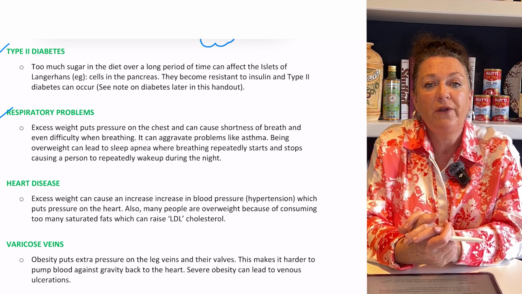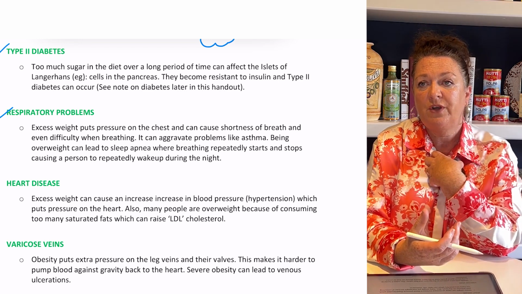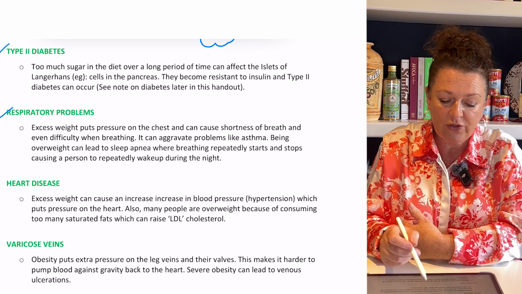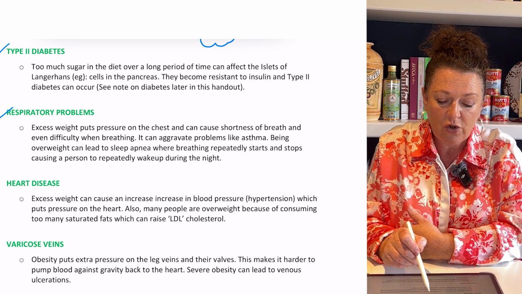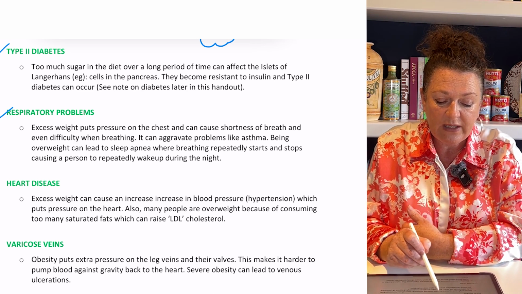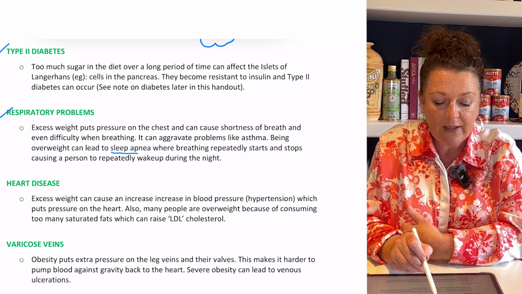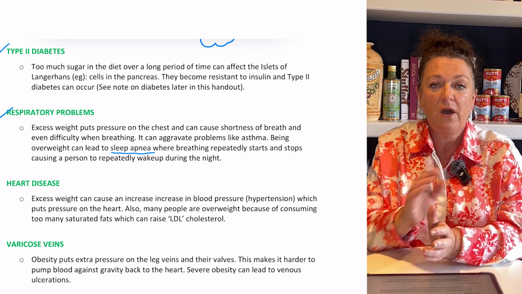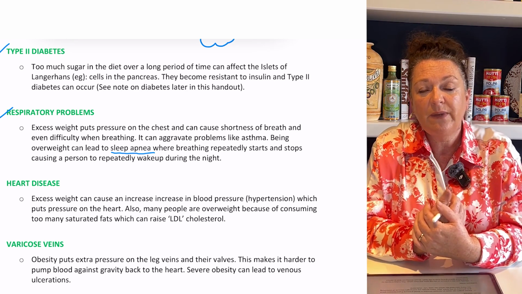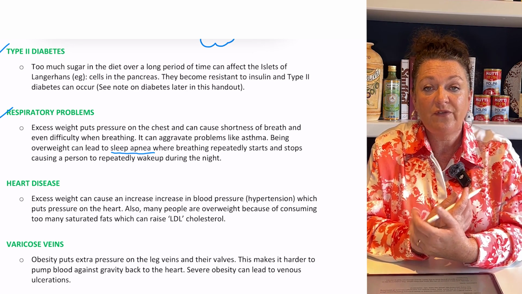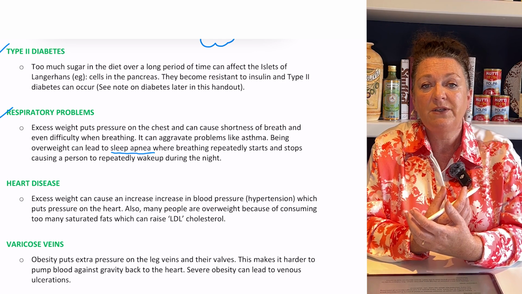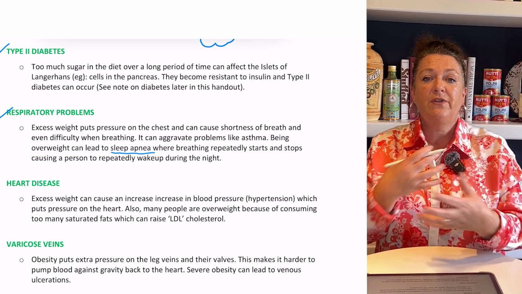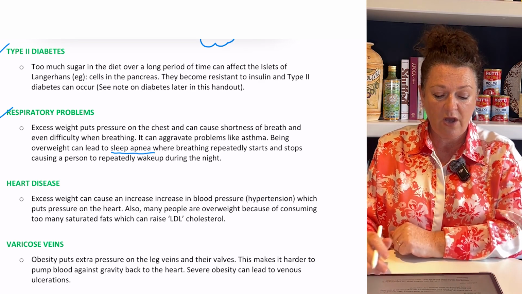Then you have respiratory problems or breathing problems. You can imagine someone very overweight and this weight sitting on their chest, putting pressure on it, causing shortness of breath. It could even lead to sleep apnea, where breathing repeatedly switches off during the night. Some people have such bad sleep apnea, they have to have an oxygen tank at night time in the event that they do stop breathing for a long period of time and their oxygen supply is cut off.